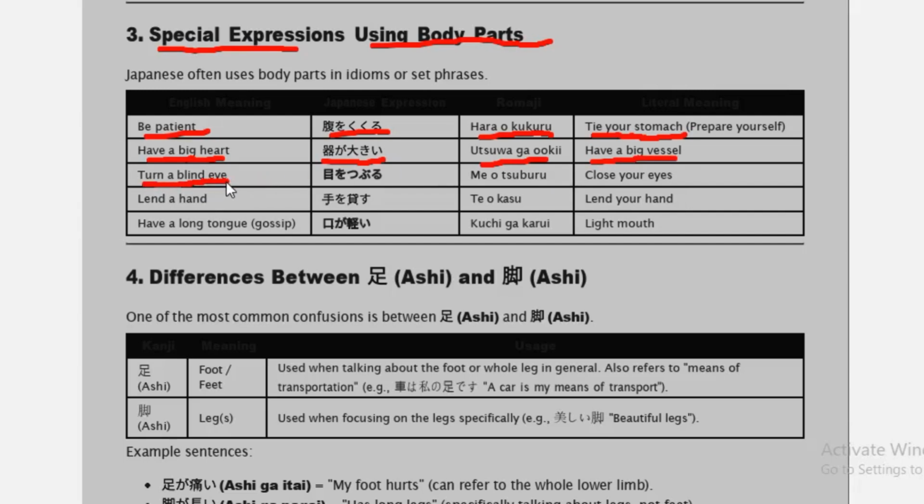Turn a blind eye: me o tsuburu. Me o tsuburu means close your eyes. Lend a hand means te o kasu. Te o kasu means lend a hand. Have a long tongue means gossip. So kuchi ga karui. Kuchi ga karui means light mouth.